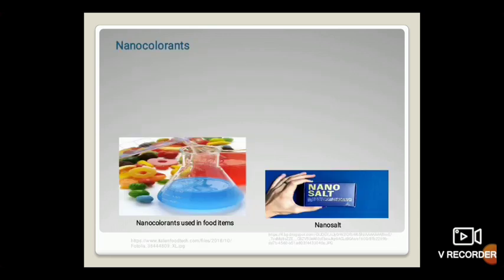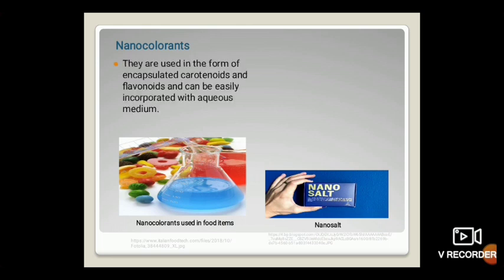So first we will discuss nano-colorants. They are used in the form of encapsulated carotenoids and flavonoids and can be easily incorporated into aqueous medium. So nanomaterial of many metallic oxides such as titanium oxide are being used as colors in food items.